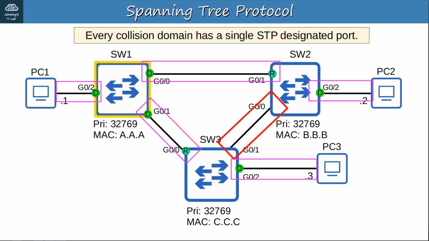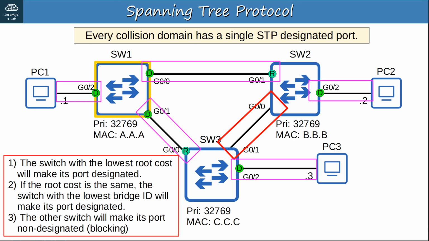How do we determine which port will be designated in a forwarding state? The switch with the lowest root cost will make its port designated. However, in this case, both switches have the same root cost: 4 for switch 2 via its G01 interface, and 4 for switch 3 via its G00 interface. So for the tiebreaker, we compare the bridge ID. Switch 2 has the lower bridge ID, so its G00 interface will be designated. Finally, the other switch will make its port non-designated, which means it is in a blocking state. So switch 3's G01 is non-designated. It blocks the port to prevent layer 2 loops.